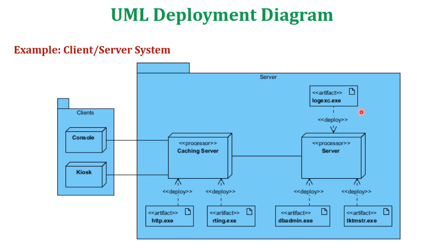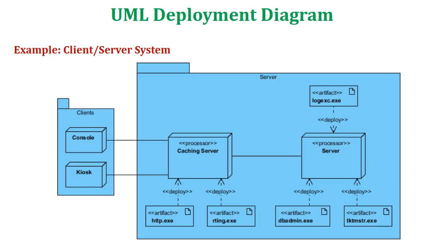So the entire operation is represented using the deployment diagram. Here some other artifacts are associated with the cache server, and some other artifacts are associated with the servers, for example, admin and log. These are all associated with the servers.